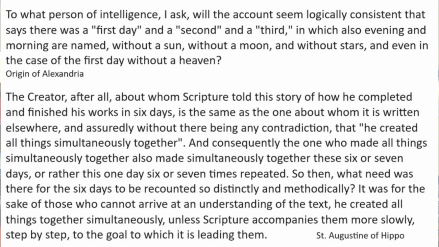So then what need was there for the 6 days to be recounted so distinctly and methodically? It was for the sake of those who cannot arrive at an understanding of the text. He created all things together simultaneously, unless Scripture accompanies them more slowly, step by step, to the goal to which it is leading them. So Augustine is getting at the same thing which Origen made. Is like, no, the Bible also tells us in another point that he made all things at once. And so we don't need to believe in the literal 6 days.